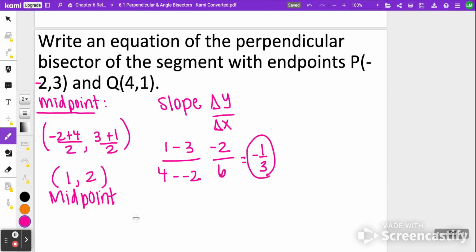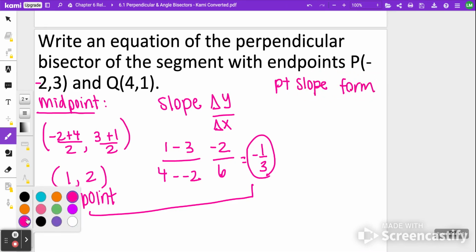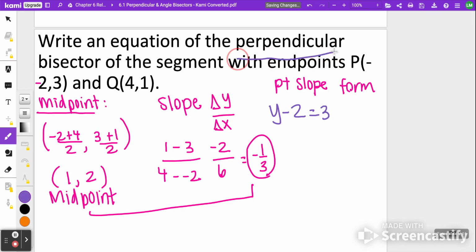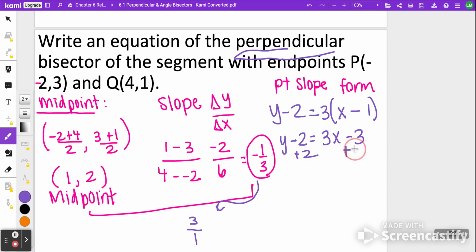So now what I'm going to do is plug my midpoint and my slope into point slope form, which looks like this. y minus y1, which is from my midpoint, so y minus 2 is equal to 3 as my slope that is perpendicular. Perpendicular slope is just reversed and opposite, okay? And then parentheses x minus my 1 from my midpoint. Let's go ahead and combine by distributing 3x minus 3, and then add my 2 to the other side. I get y is equal to 3x minus 1.